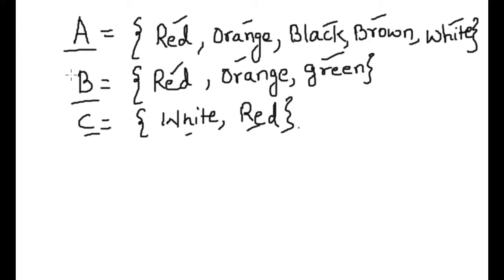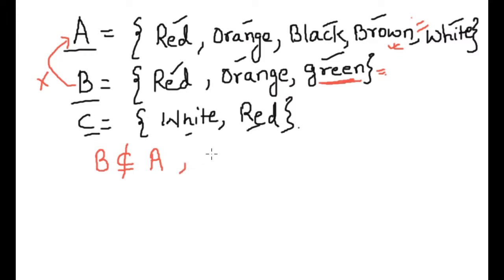Can we say B is a subset of A? No. Why? Because green is not an element of A. As per subset rule, all elements of B should be available in A. So green is not available in A, so B is not a subset of A.